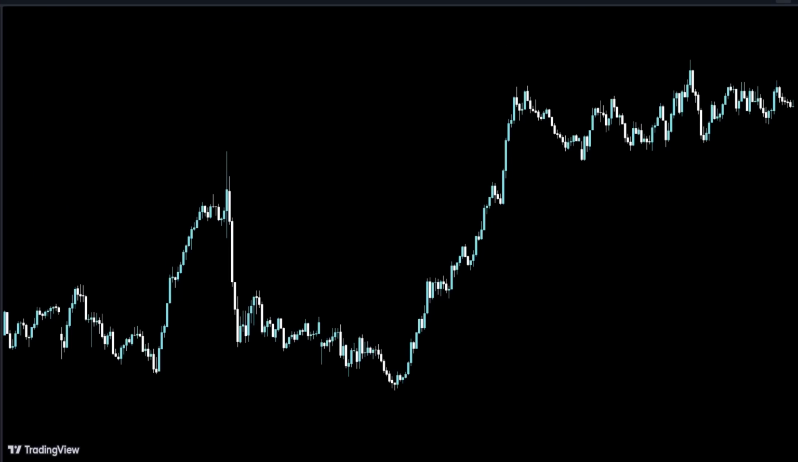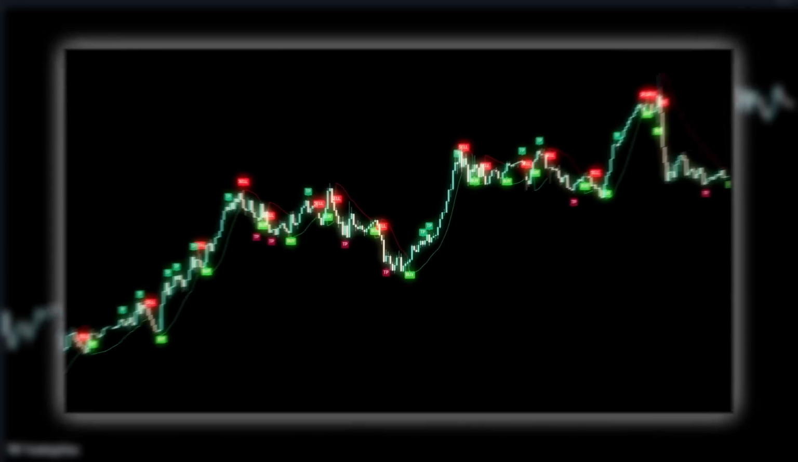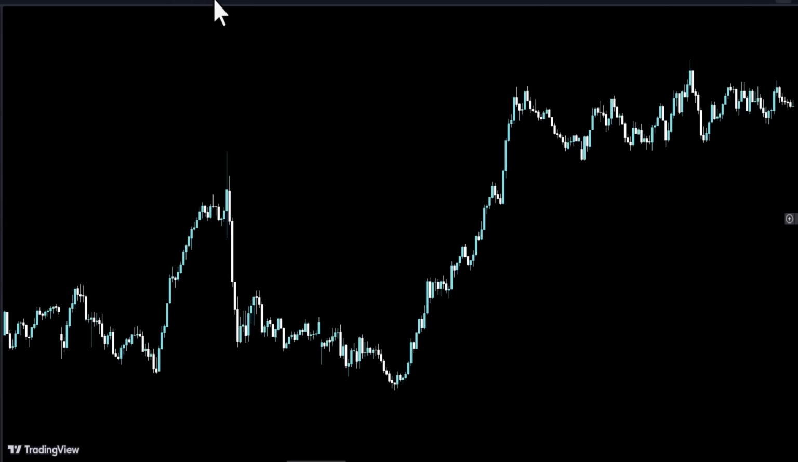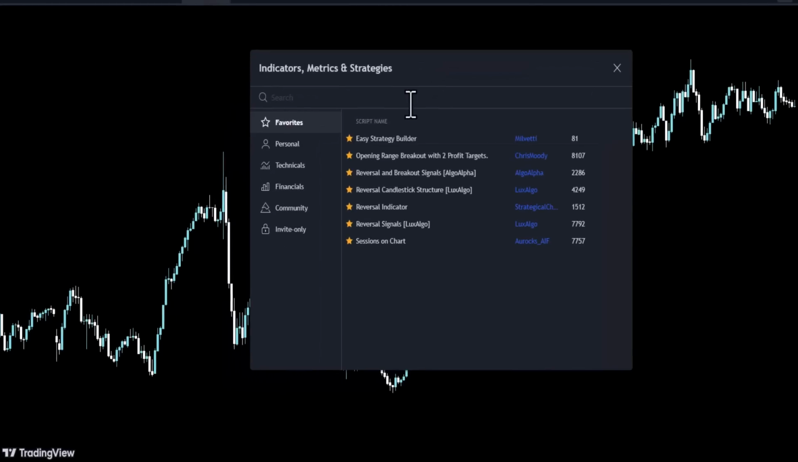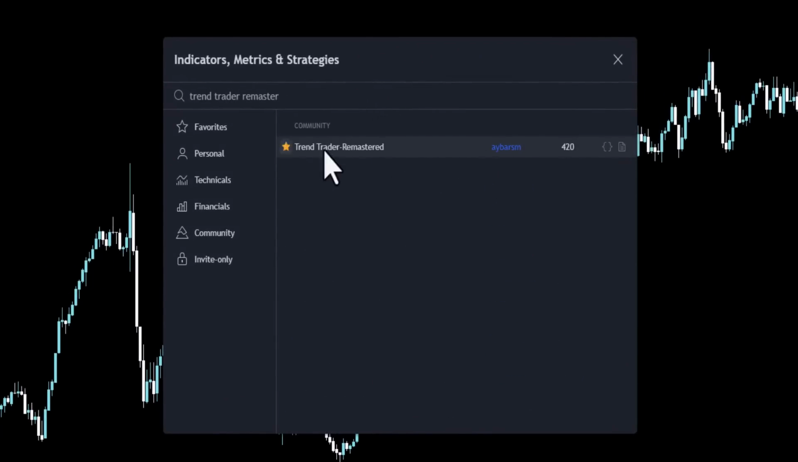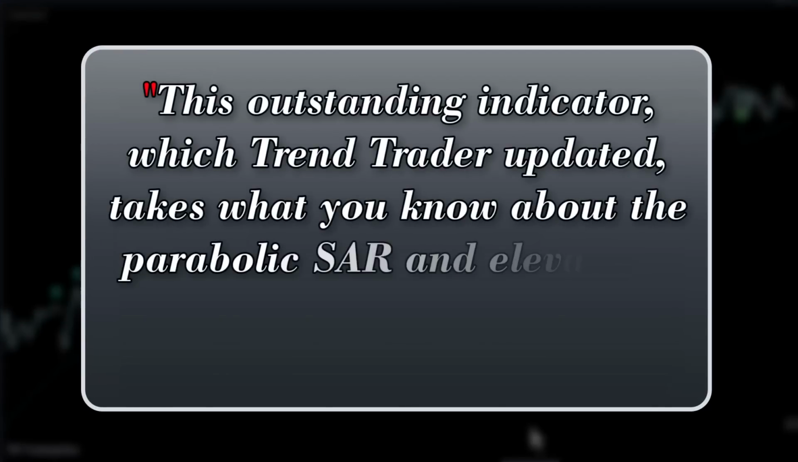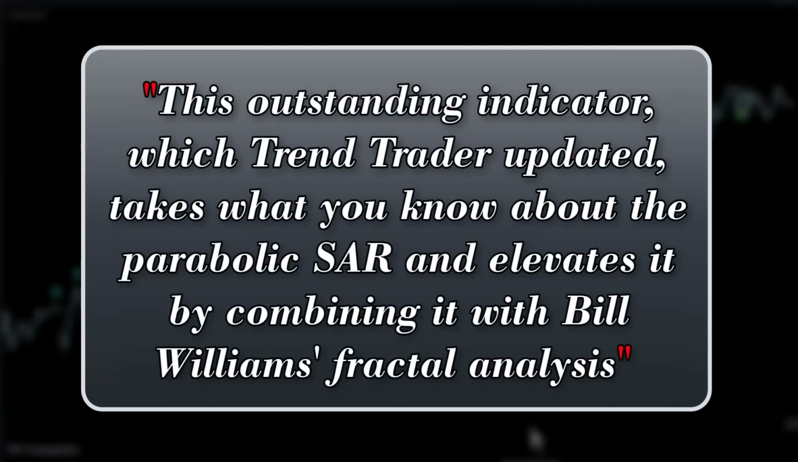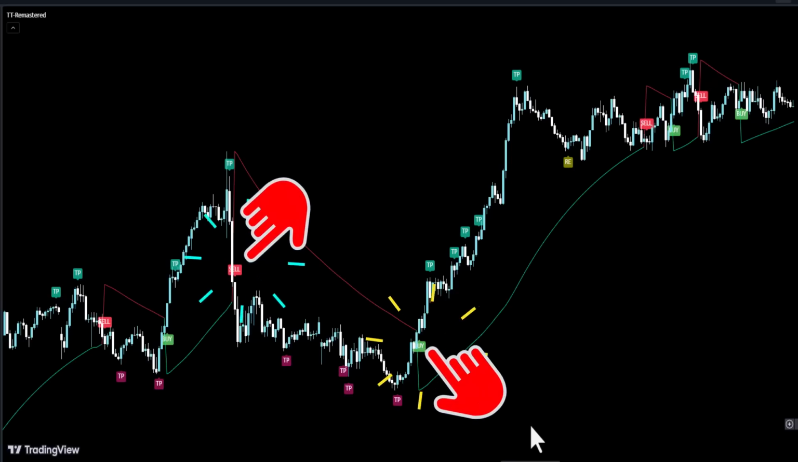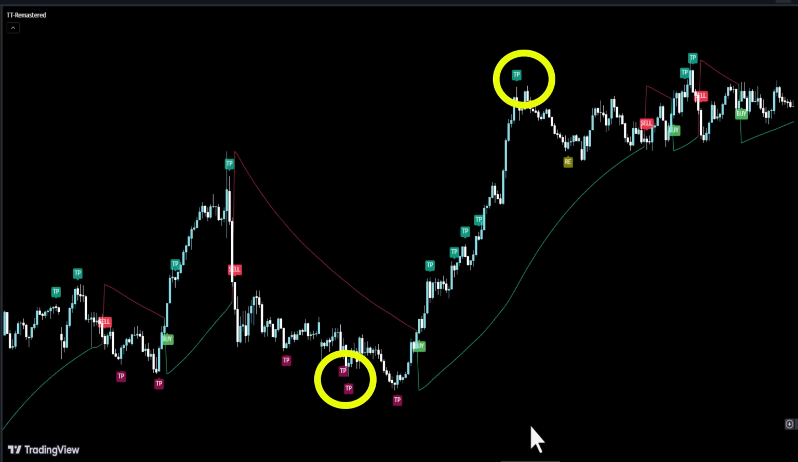The first indicator on our list is known as the Trend Trader Remastered. To add this indicator to the chart, you are going to click on this Indicators tab and search for the Trend Trader Remastered, and it is going to be this one. Now imagine being able to use a trading indicator that makes spotting valid trend direction very easy. This outstanding indicator, which Trend Trader updated, takes what you know about the parabolic SAR and elevates it by combining it with Bill Williams's fractal analysis to provide precise buy and sell signals, along with ideal take profit and re-entry points. The secret is to catch trends at the right time, not just when they happen.